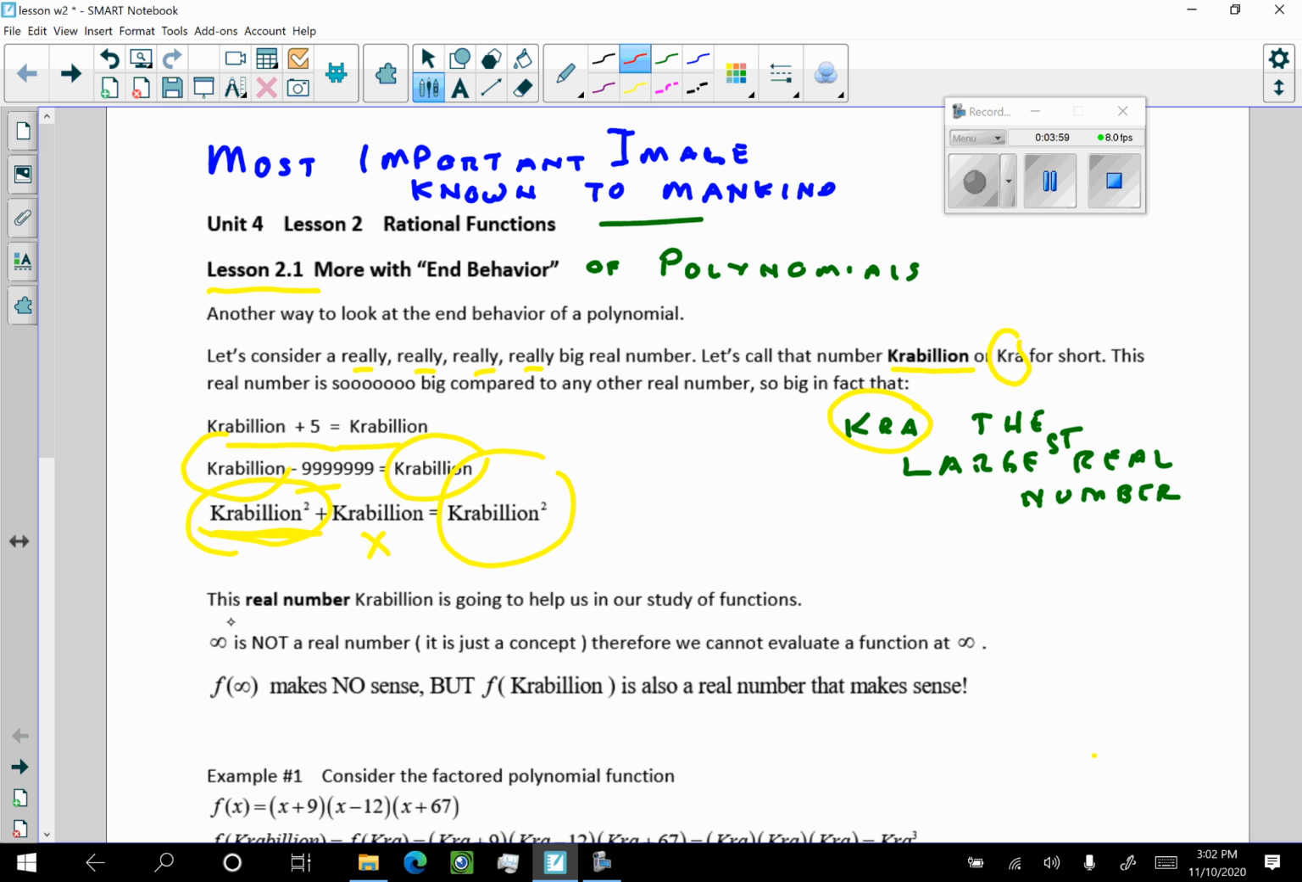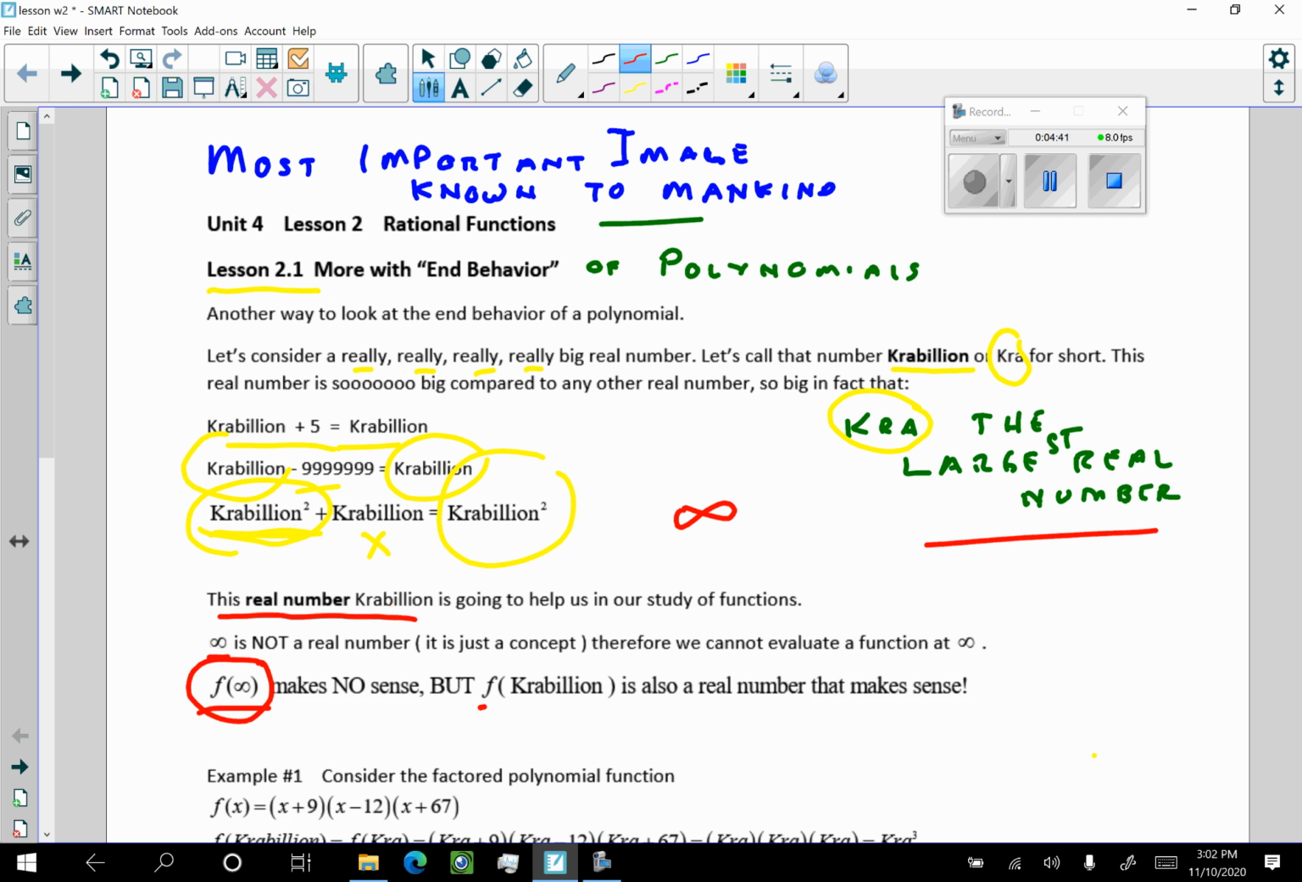We are going to need to realize that Krabillion is a real number, and it's going to help us in our study of functions. We can't use infinity because that's a concept. That's not a real number. It's just, okay, it's going to get really big. It means big. But Krabillion is a real number. Since infinity is not a real number, f of infinity makes no sense. It's not defined, because you can't put a concept into a function.